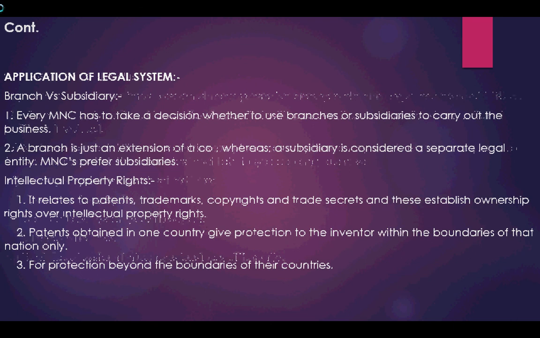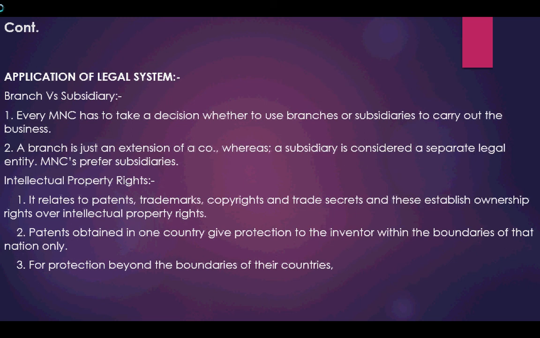Let's take an example, branch versus subsidiary. Every MNC has to take decisions whether to use branches or subsidiaries to carry out their business operations in foreign land. A branch is just an extension of a company, whereas a subsidiary is considered a separate legal entity. So the MNC wisely has to prefer subsidiaries.